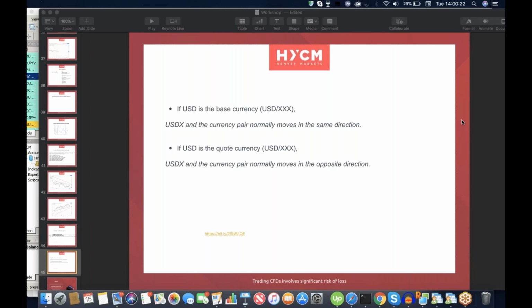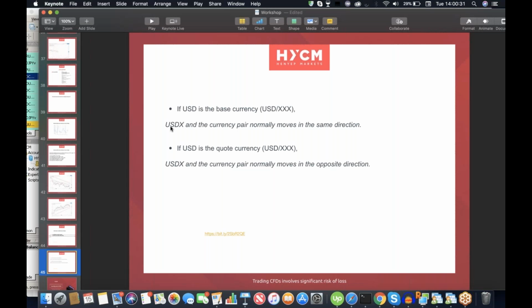So you can see at the moment the dollar index, you can see why I have it just easily accessible to myself, 95.81, there it is. The US dollar index, if the US dollar is the base currency, they normally move in the same direction. And conversely, if the US dollar is the quote currency, sorry, that should be the other way around, then the US dollar index and the currency pair normally move in the opposite direction. Okay, so that's as in the euro US dollar pair.